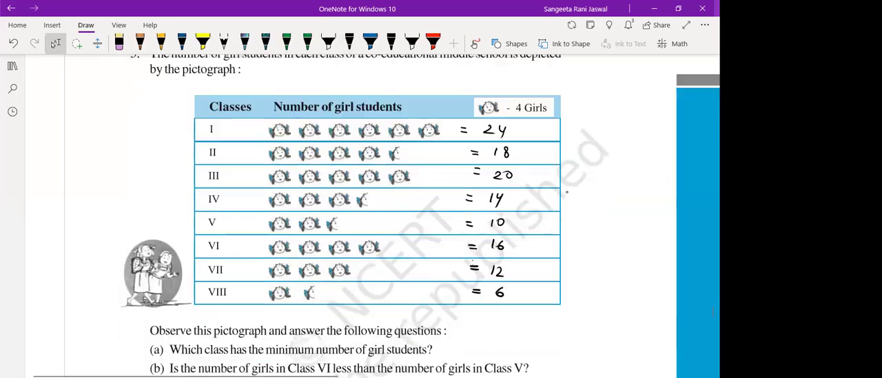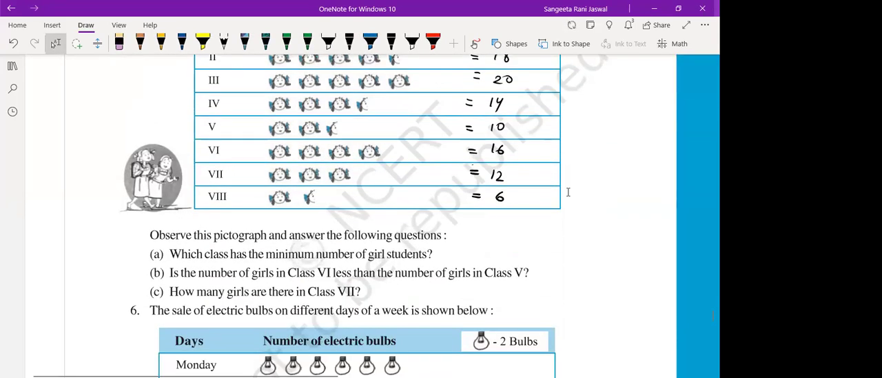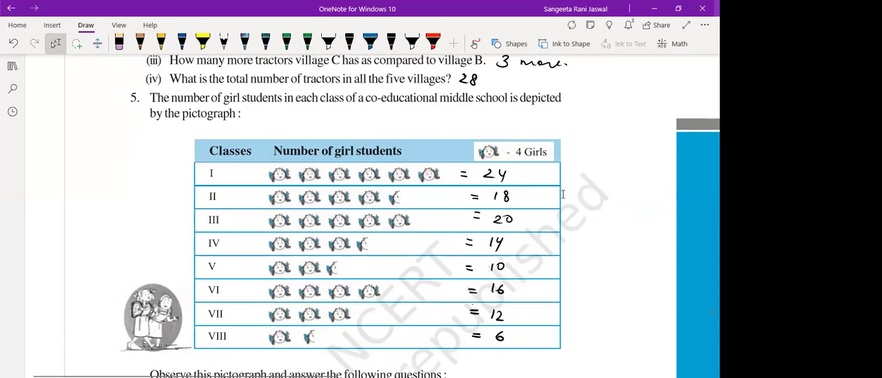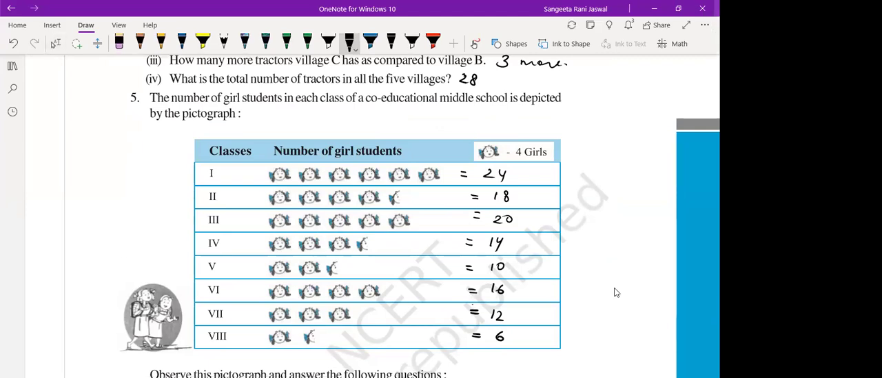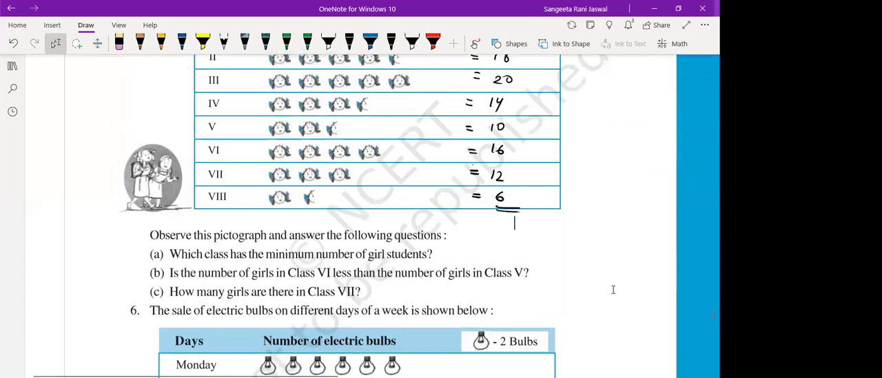Now let's move. Let's see what questions are asked. Observe this pictograph and answer the following questions. Which class has the minimum number of girl students? Ma'am, 8. Eighth class has only 6 girl students. So that is 8.